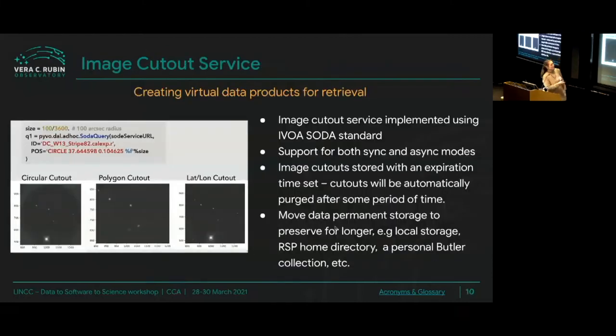Something else that we will provide is called the image cutout service. People are going to want to retrieve images associated with the data they analyze, or just cutouts of images. You don't necessarily want the whole image, you just want a small part of it. The image cutout service will be implemented using an IVOA standard, supporting both synchronous and asynchronous modes, and will allow you to execute a query. Here's an example of a circular cutout, a polygon cutout, and a latitude, longitude based cutout. You can specify the parameters and just get back the part of the image that you're interested in that's associated with your work.